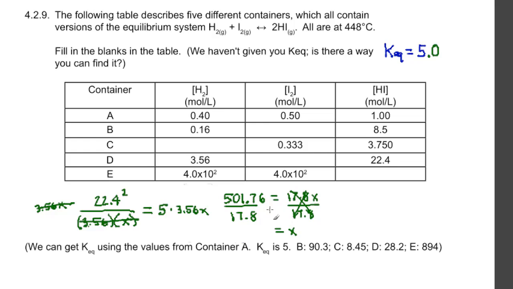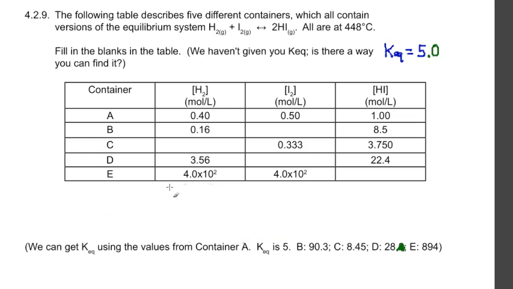501.76. Doing the calculations in real time means you get to mess up in real time. And we get 28.18 moles per liter for the concentration of iodine. If we cut that to 2 sig digs, we should get 28 moles per liter, so yeah, too many digits one more time, and surely it'll happen again in part E.